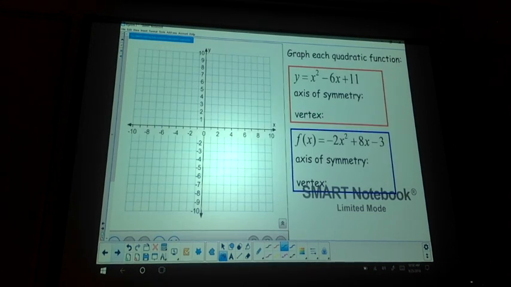Give me a minute. All right. So the red one, number 6. The vertex, negative b over 2a: negative 6 over 2 times 1. Negative 6 over 2 is negative 3. If I plug negative 3 in for x squared, I get 9. If I plug it in for the other x, I get positive 18. So 9 plus 18 is 27. 27 plus 11 is 38. Wow. We got a nasty vertex on this one. Yikes.